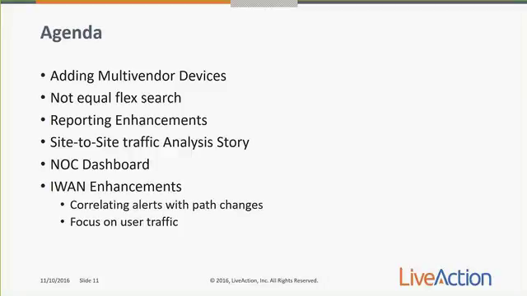We're going to introduce a new not equals flex search and how that can work from the topology view as well as in reports. We're going to also look into reporting enhancements, the site-to-site traffic analysis story. We're going to show you how the new NOC dashboard works and how you can customize the layout. And then finally, we're going to conclude with Cisco IWAN enhancements to really correlate alerts and how that correlates to path changes on the network for your critical applications. And then how we made improvements to focus on end user traffic in a Cisco IWAN environment.